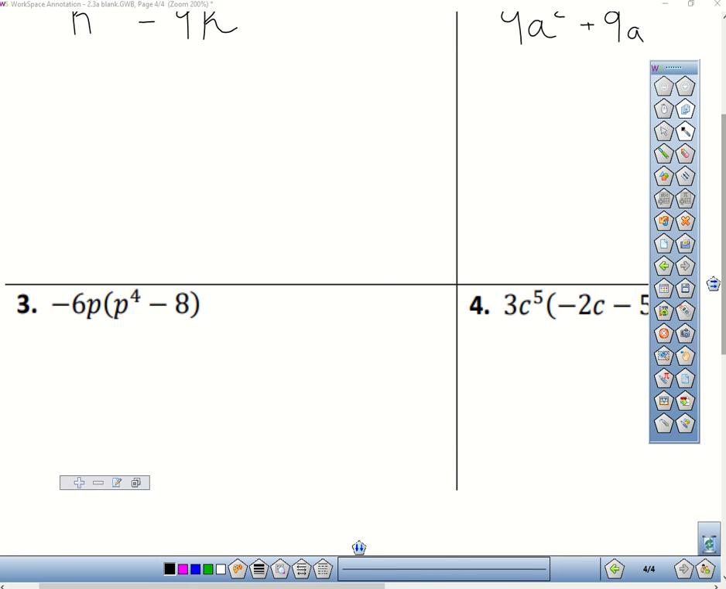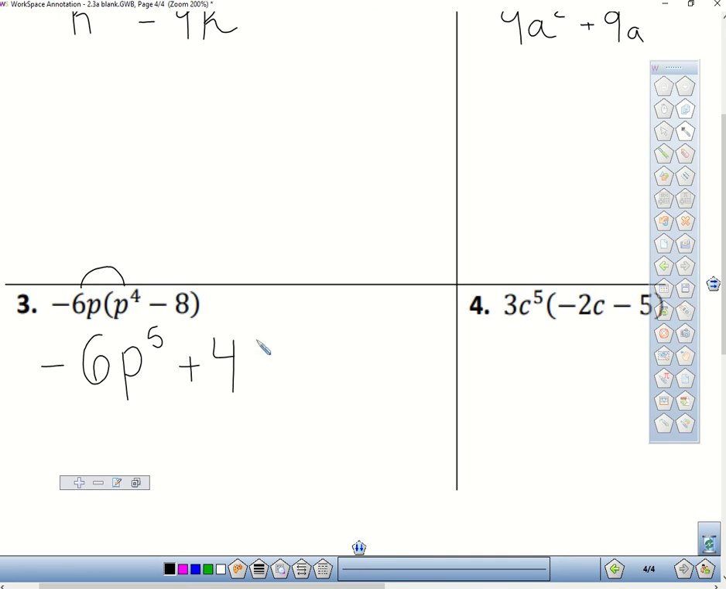Alright, this one here. Would that be negative 6p to the 3rd? Mhm. Plus 48p. Because remember, when I have just the p, it's to the first power. Like bases, add the exponents. With just one number, multiply here. Negative times a negative is a positive. There's only one p, so that's that.